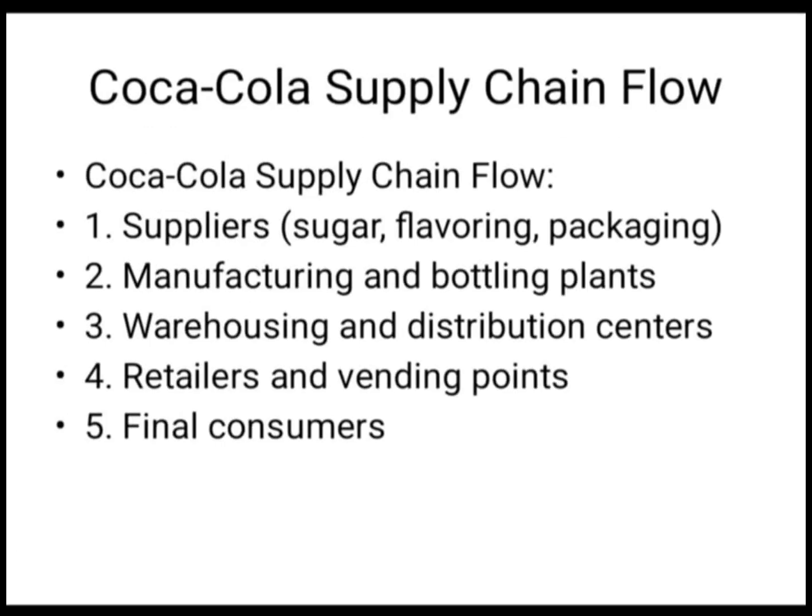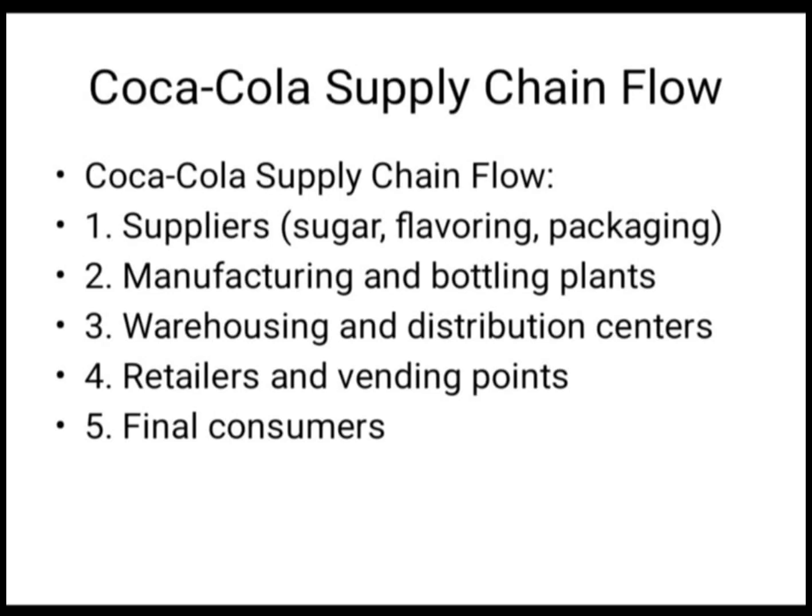Next, about the Coca-Cola supply chain flow. So, first is an example of a global system using both approaches. First is suppliers. Suppliers provide the raw materials such as sugar, flavoring, and packaging for Coca-Cola. And then the manufacturing and bottling plants are often managed locally to serve regional market efficiency.